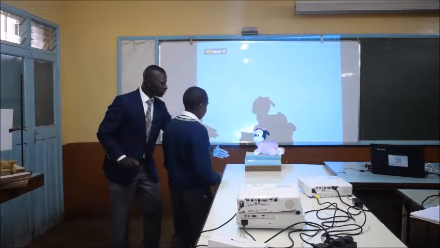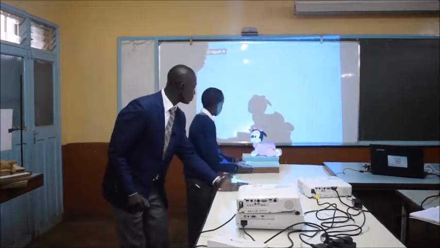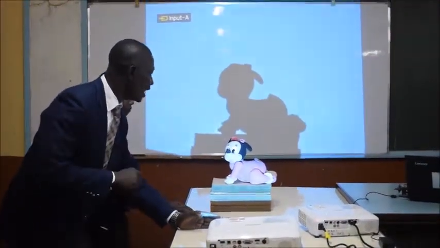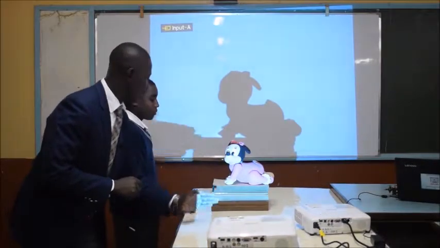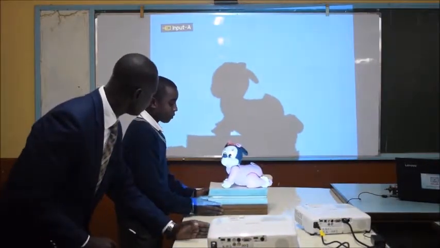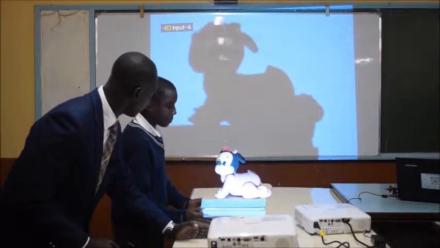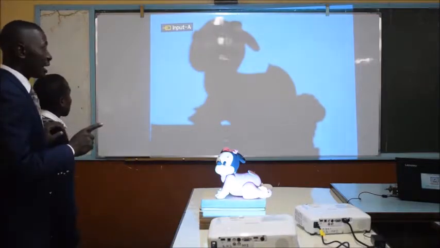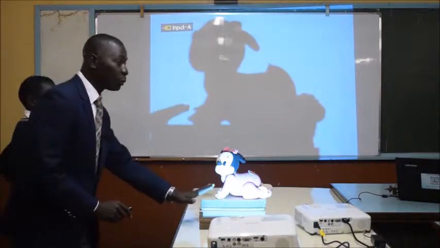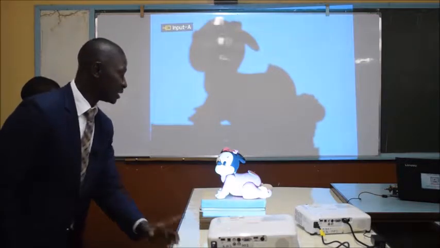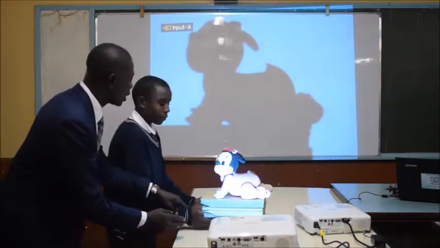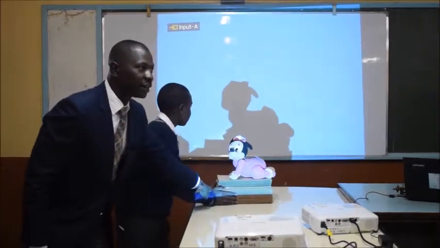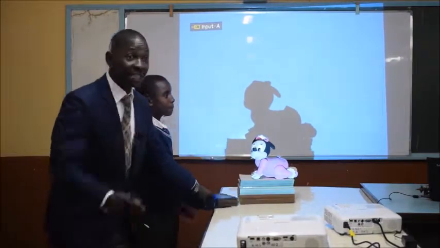Now, I want Francis to move this opaque object closer to the source of light. Slowly, slowly. There. Stop. Is there any difference you can see? Yes. Move much closer. There. Very good. What difference is there between this shadow formed when this opaque object is closer to the source of light and when Francis moves the opaque object away from the source of light? What is the difference? Yes, Alice.